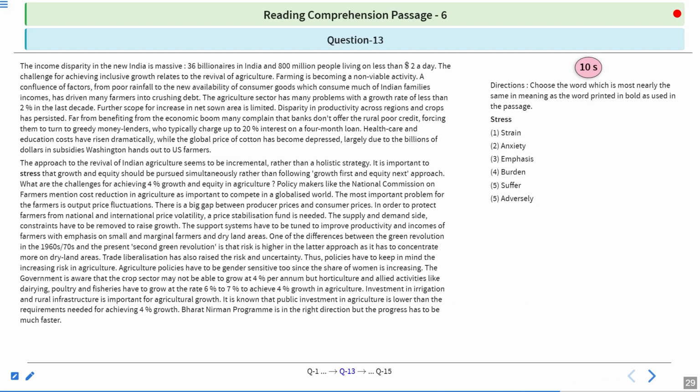The next question is: choose the word which is the most nearly the same in meaning as the word printed in bold as used in the passage, stress. Options are strain, anxiety, emphasis, burden, suffer, adversely. You have 10 seconds to choose accordingly.